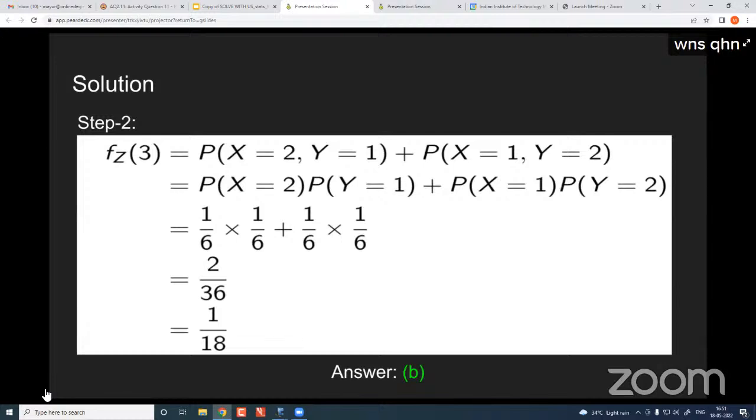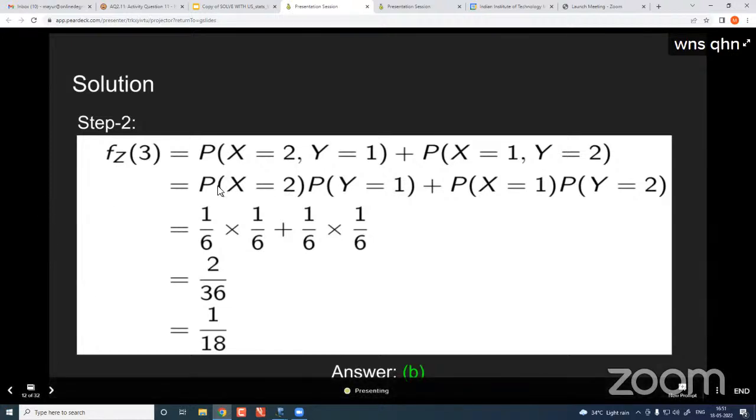What if they are not independent? You're saying they are dependent. Then we cannot write the joint PMF as the probability that X equals 2 times the probability that Y equals 1. Then what could have been our approach, sir? Conditional probability or what?